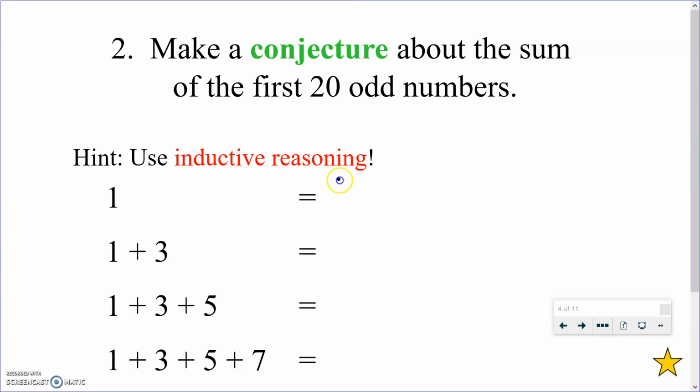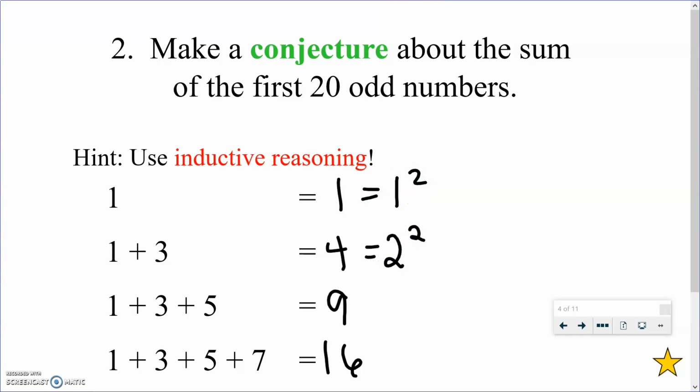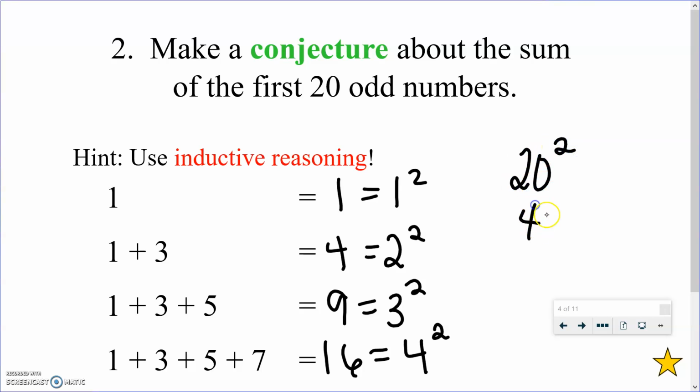Okay, so now once you've unpaused, if you fill these in, you would notice maybe that these are all square numbers. So 1 is equal to 1 squared, 4 is equal to 2 squared, 9 is equal to 3 squared, and 16 is equal to 4 squared. So if it's the first 20 odd numbers, then we can assume that that would be 20 squared. So we're looking at that pattern. So we know that the sum would be 400.